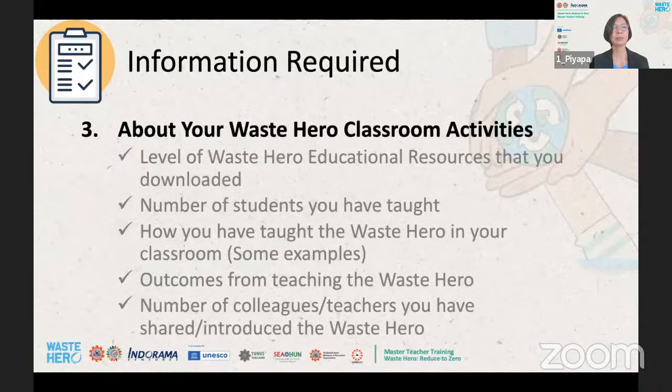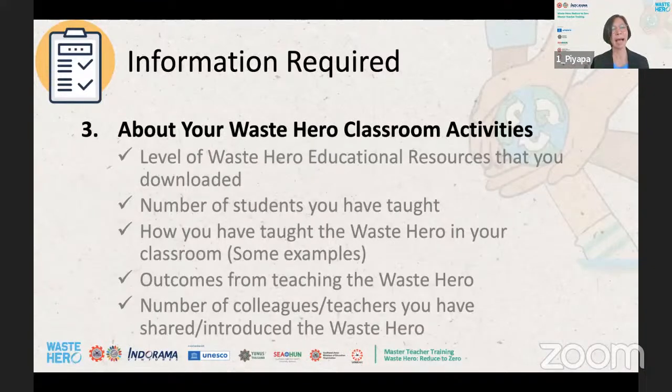And about your Waste Hero classroom activities, for example, the level of the Waste Hero education resource that you downloaded from the website, the number of students that you have taught about Waste Hero, how you have taught it in the classroom, and how you applied it. For example, we need only a short description. Outcomes from teaching the Waste Hero. This is the most important part.